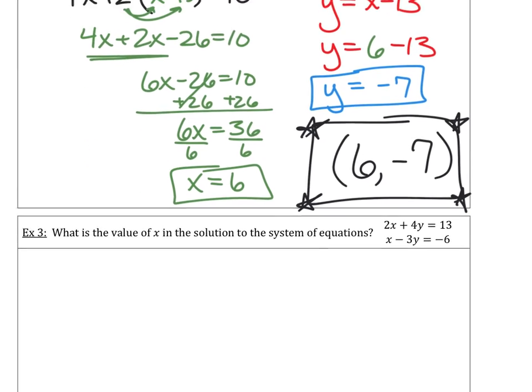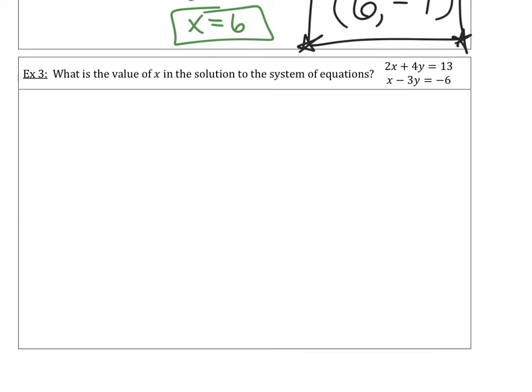Awesome. One more example together. It says, what is the value of x in the solution to the system of equations? Okay, so I'm looking only for x this time. I need to solve one of these equations for one of the variables at least, so that I can start substituting things in. Do notice that the second equation right here has this x just chilling by itself? That means it's probably going to be the easiest to solve for because it doesn't have a coefficient.